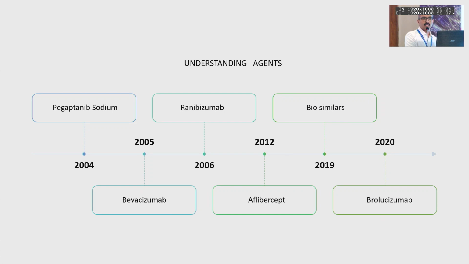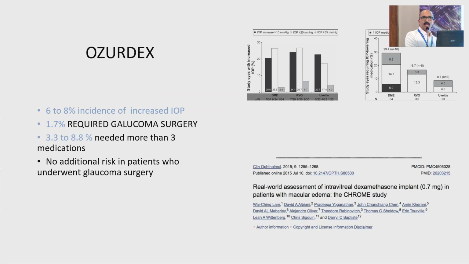So understanding the agents is very important. Dr. Gopal nicely described the newer kid in the block, brolucizumab. Aflibercept, ranibizumab, we know the cost of aflibercept was more, but now they've reduced it. So I prefer aflibercept because it has got better drying capacities, and systemic adverse effects are more or less the same between the groups. And biosimilars are also coming in a big way.